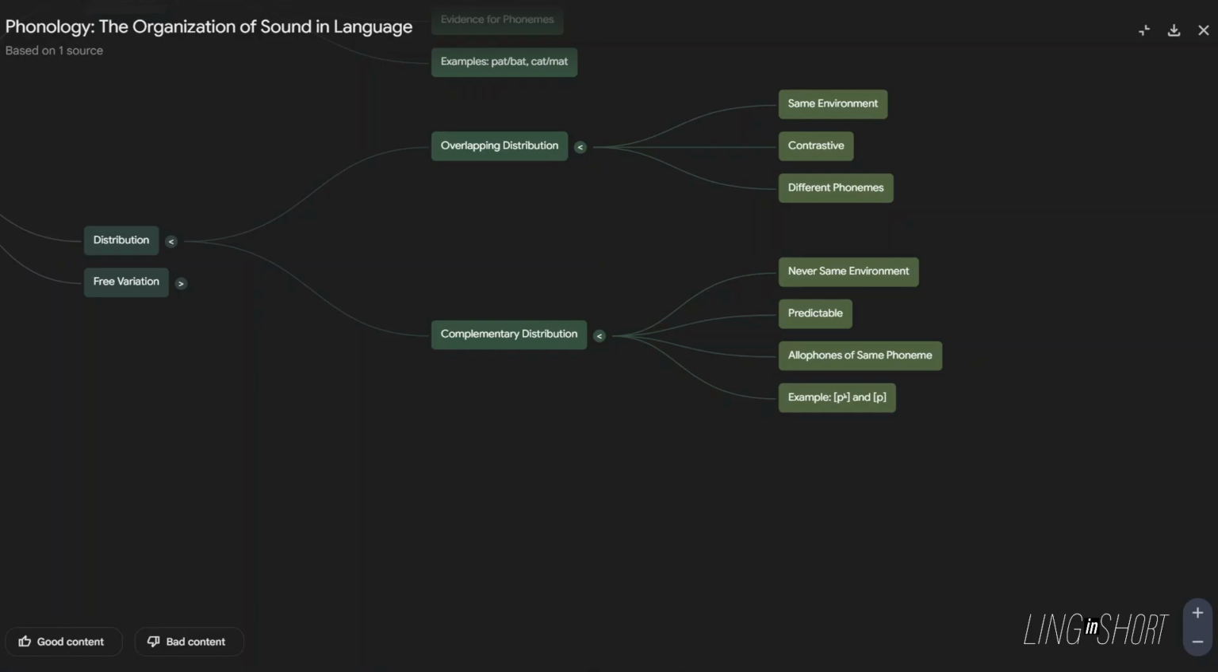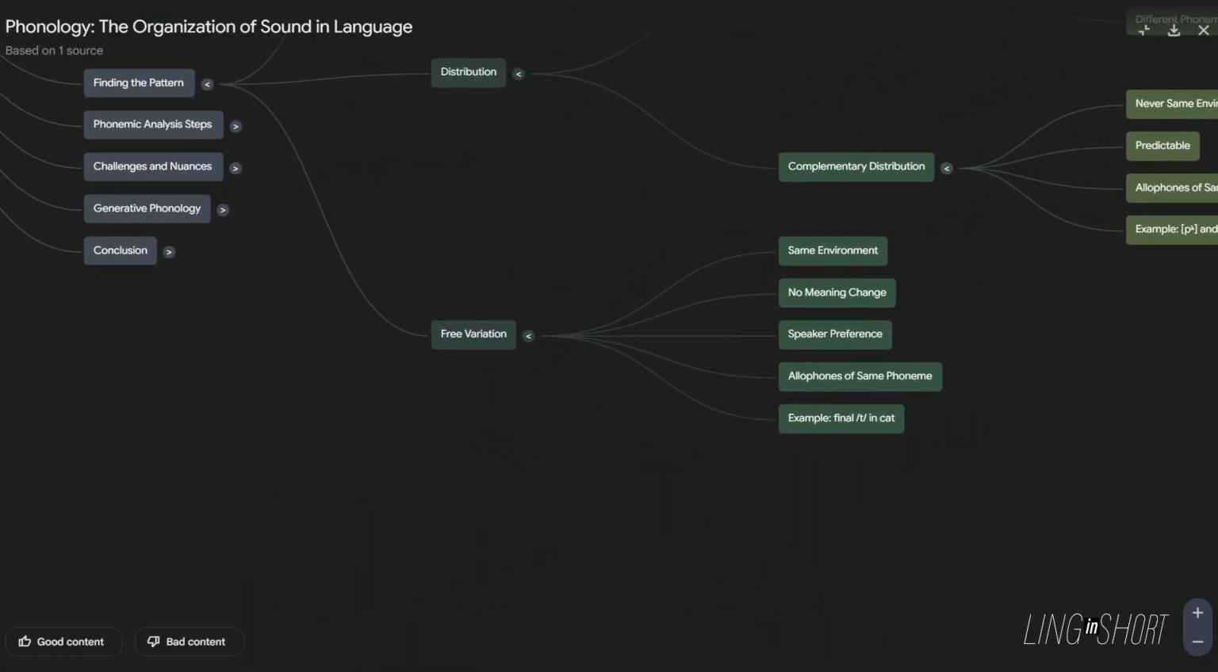Precisely. Now, there's one more type of distribution we should probably mention, just briefly. Free variation. This is where things get a little looser. Free variation. Okay, sounds intriguing. Tell us more. Well, sometimes you can have two different sounds occurring in the exact same phonetic spot without changing the meaning. And crucially, there isn't a strict, predictable rule telling you which one to use. So it's not predictable like the two P sounds. Right. It often comes down to things like individual speaker habits, maybe how fast someone is talking, or even just a slight difference in emphasis. It's more optional.